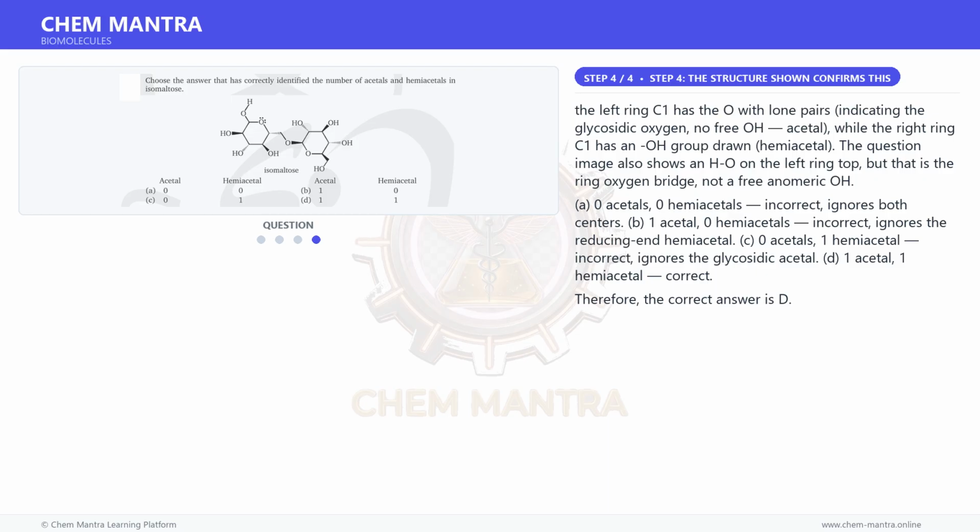A. 0 acetals, 0 hemiacetals, incorrect, ignores both centers. B. 1 acetal, 0 hemiacetals, incorrect, ignores the reducing end hemiacetal. C. 0 acetals, 1 hemiacetal, incorrect, ignores the glycosidic acetal. D. 1 acetal, 1 hemiacetal, correct.